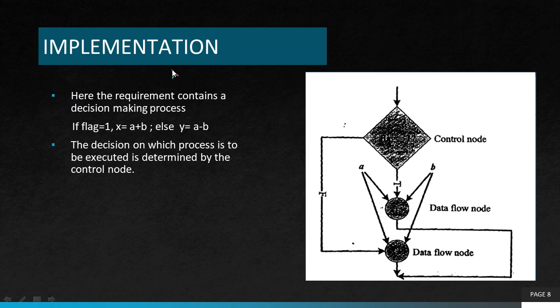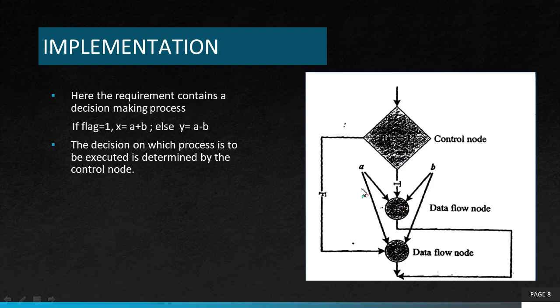So about the implementation part, here the requirement contains a decision making process as if flag equal to 1, then x equal to a plus b, else y equal to a minus b. So this thing we want to represent in our control data flow model. So this is the representation. This is not that much clear, but I can explain. This is flag equal to 1 question mark. So this is the decision node or control node.